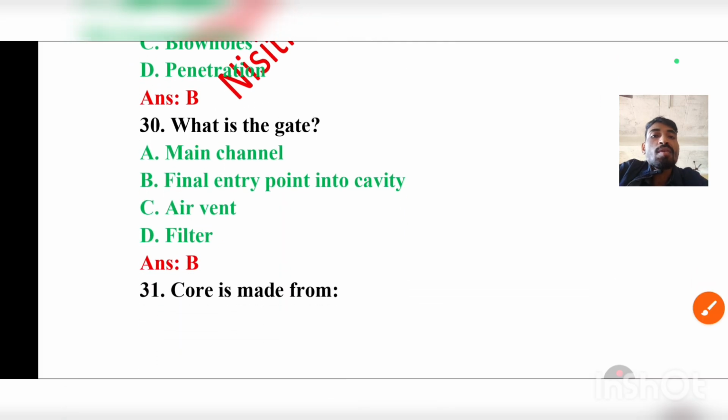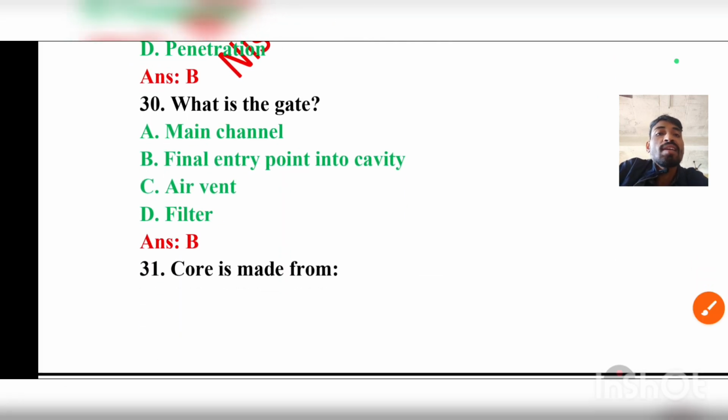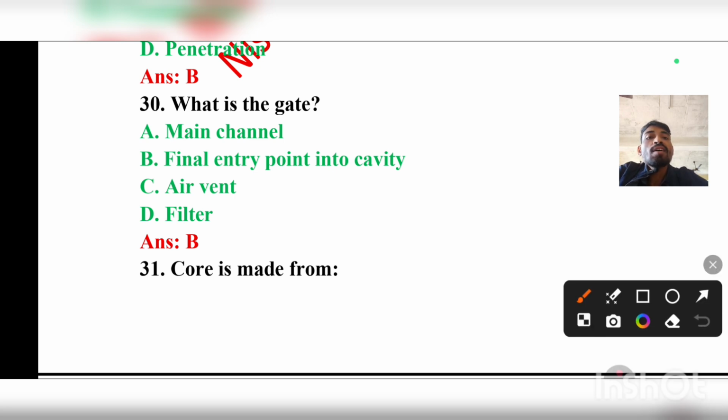Coming to the question number 30, what is the gate? Gate बोलने से क्या होता है? Gate, what is gate? It is a main channel or it is a final entry point into cavity, or it is a air vent, or it is a filter. The correct option is it is a final entry point into the cavity.